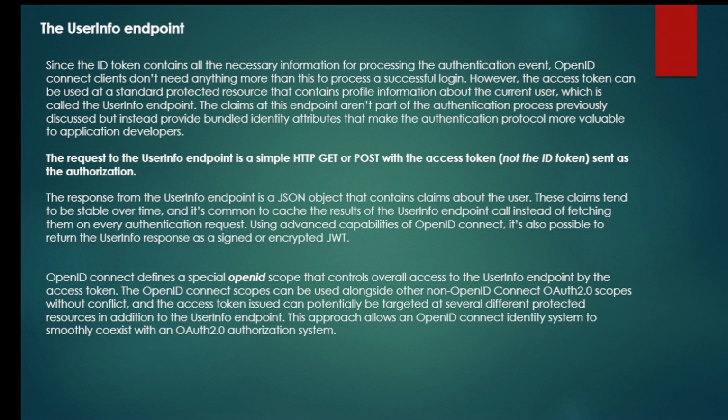The claims at this endpoint are not part of the authentication process previously discussed, but instead provide bundled identity attributes that make the authentication protocol more valuable to application developers. The request to the UserInfo endpoint is a simple HTTP GET or POST with the access token sent as the authorization. That means it's an endpoint which is going to give a user's profile information. You hit it using HTTP POST, and since you need to authorize, you send the access token in the authorization, and then you can use this endpoint to get the user profile claims.